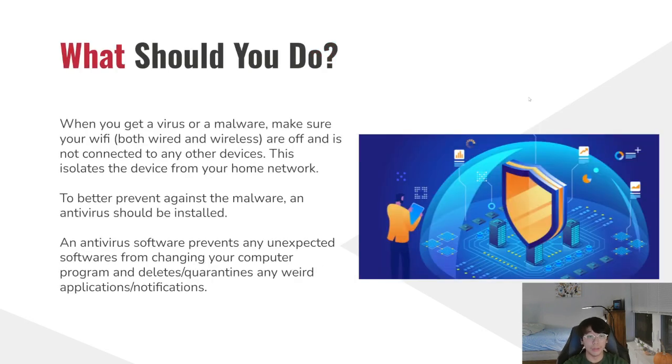So what should you do? When you get a virus or malware, make sure your Wi-Fi, both wired or wireless, is off and is not connected to any other devices. This isolates the device from your home network. To better prevent against malware, an antivirus should be installed. An antivirus software prevents any unexpected software from changing your computer program and deletes or quarantines any weird applications or notifications.